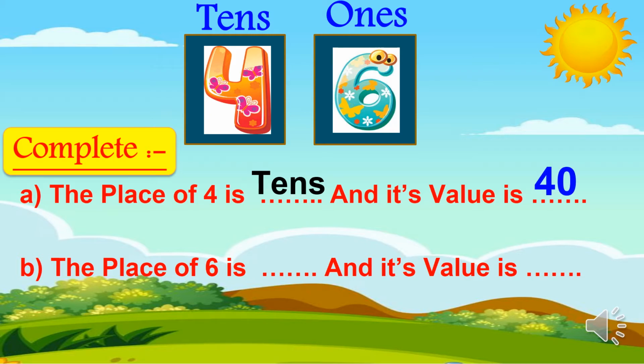In letter B, it asks about the place of number 6. Here, 6 lives in which place? In ones, and its value, as we said before, in the ones place we don't put any zeros, so its value equals 6.